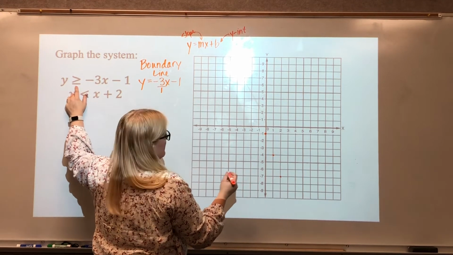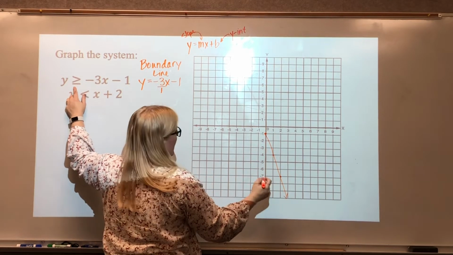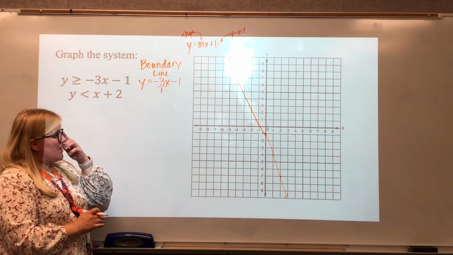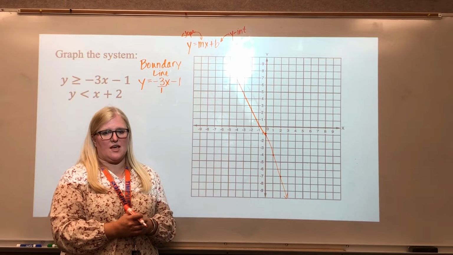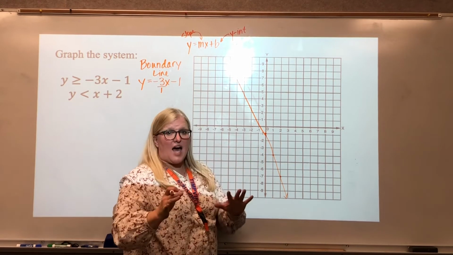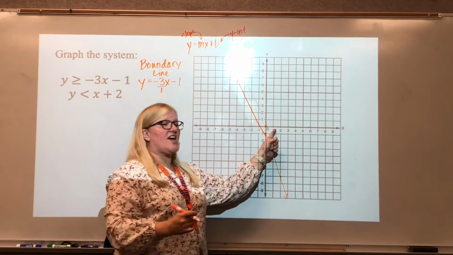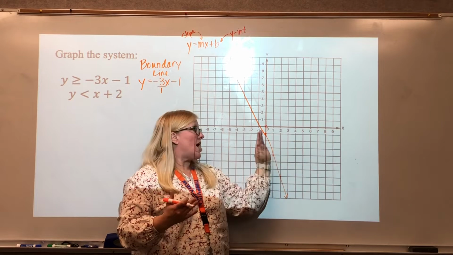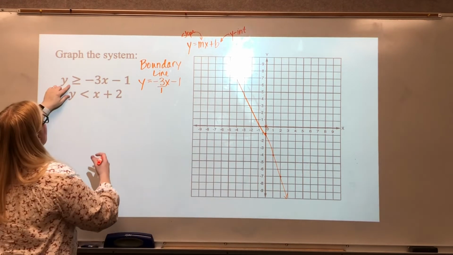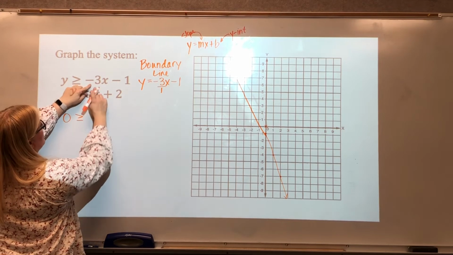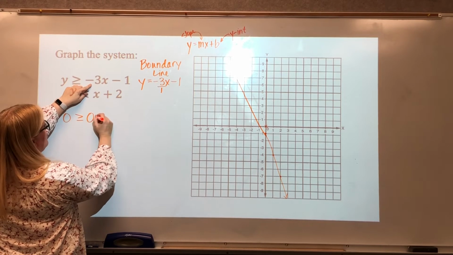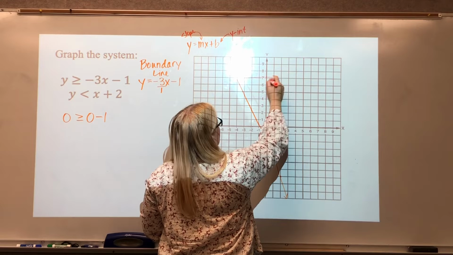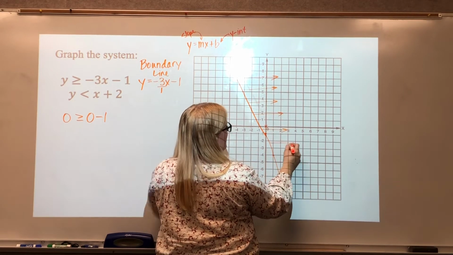And my line is going to be solid since I have a greater than or equal to. Anyway. And now what I'm going to do is test a point. There's a couple things we can do here actually. We can test a point that's not on the line. And I'm going to test (0, 0). And I'm going to see if (0, 0) is part of my solution. And if it is, I'm going to shade that side. If it isn't true, I'm going to shade the opposite side. Okay, so I'm going to plug that in. So I have 0 is less than or equal to -3 times 0, which is 0, minus 1. Is 0 bigger than or equal to -1? Yes. So this side gets shaded. It includes the (0, 0).